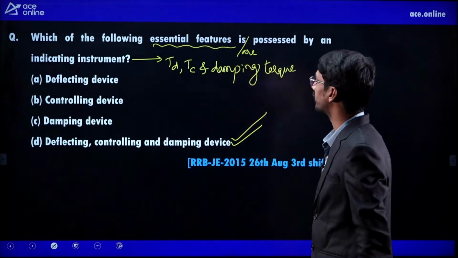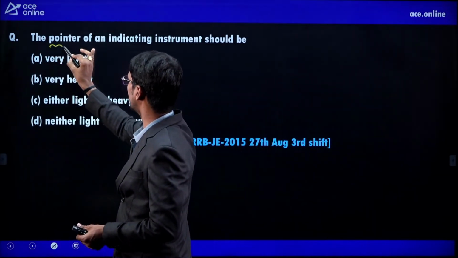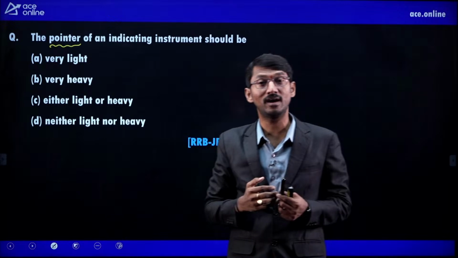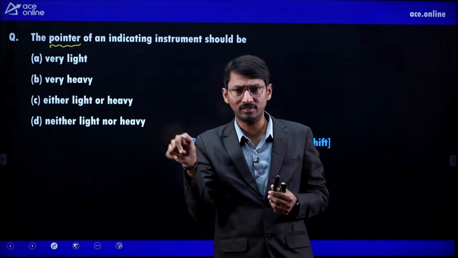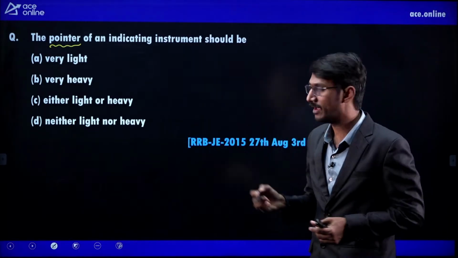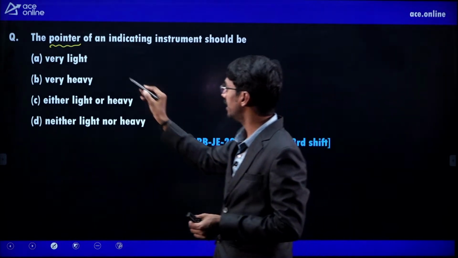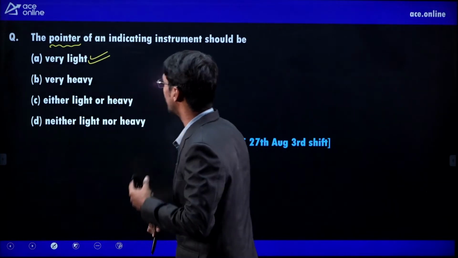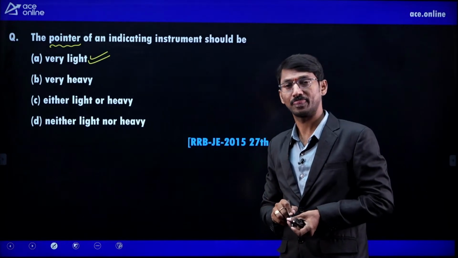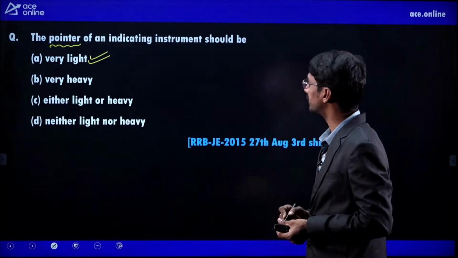Next one. The pointer of an indicating instrument should be, it is a very practical question. Pointer in any moving instrument, suppose PMMC or MI or EMMC, will be there in the instruments. That pointer should be of very light or very heavy structure. Definitely light. Why, sir? To reduce the inertia, to reduce the frictional effect. So the pointer of an indicating instrument should be very light, compulsory. Yes, option A. Very good.